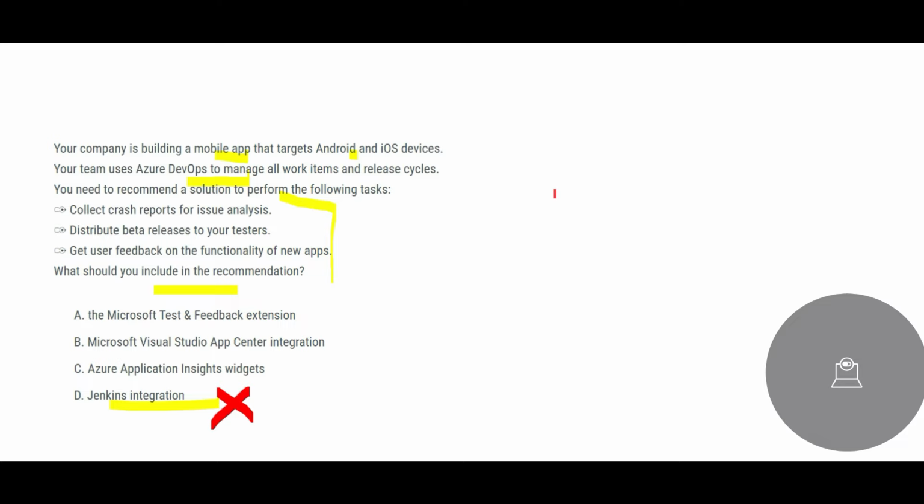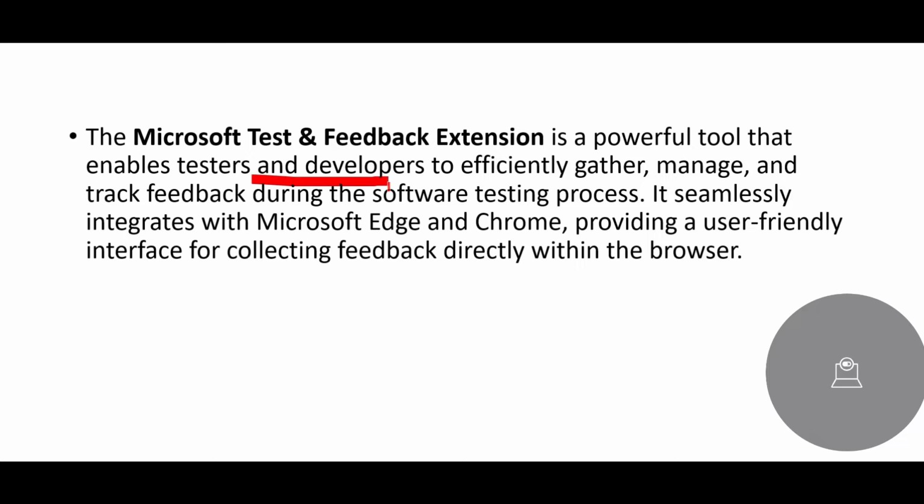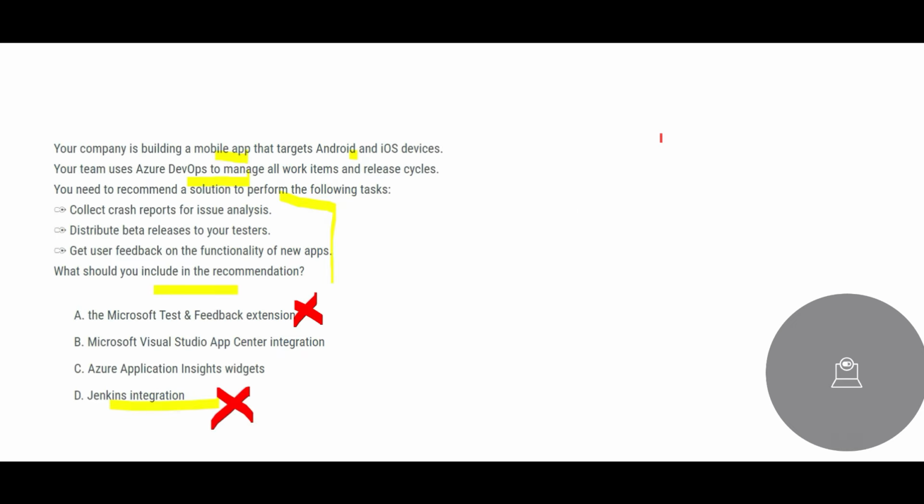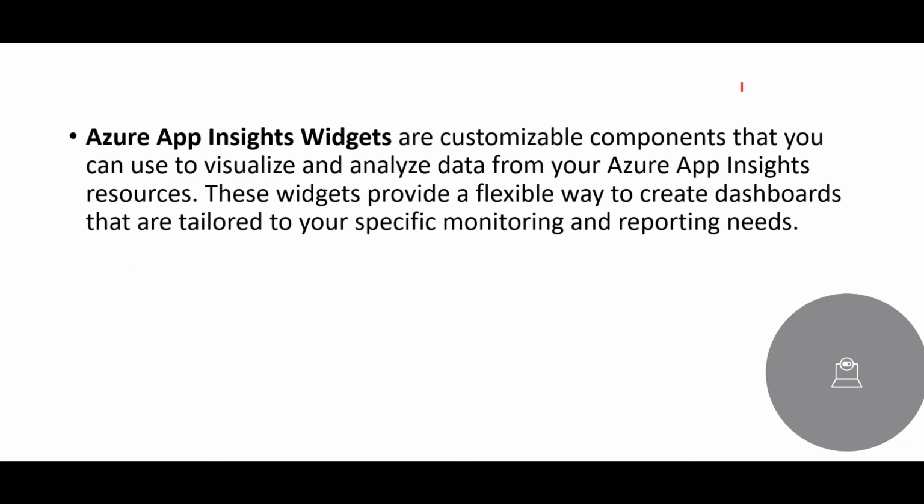Let us look at the Microsoft Test and Feedback extension. It is again a powerful tool for testers and developers to gather, manage, and track feedback during the software testing process. In this question, we are not gathering feedback, we are just collecting the crash reports and distributing beta releases to the users, and feedback is one of the things. We are getting user feedback for the functionality, but it is not something which we are using out and out. Okay, Application Insights widgets are a customizable component that you can use to visualize and analyze data from your app's Insights resources. The widgets provide a flexible way to create dashboards for your specific monitoring and reporting needs.